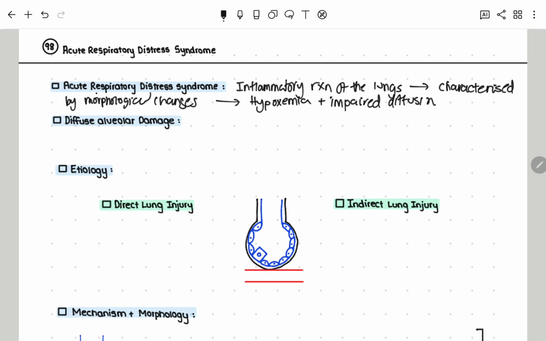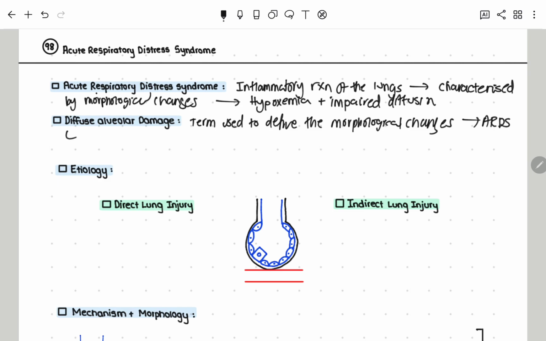This is a little different to what we call diffuse alveolar damage. They're used interchangeably sometimes, but to be able to differentiate between them, you need to know that diffuse alveolar damage is just a term that is used to describe said morphological changes that we're talking about with respect to ARDS. So it's a term used to define the morphological changes, which we'll talk about, that are seen in acute respiratory distress syndrome.